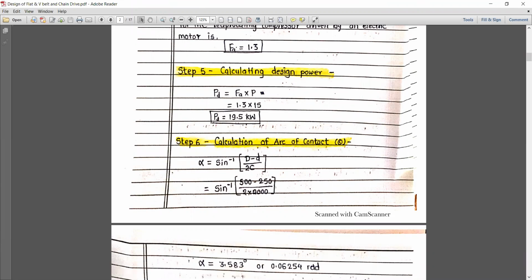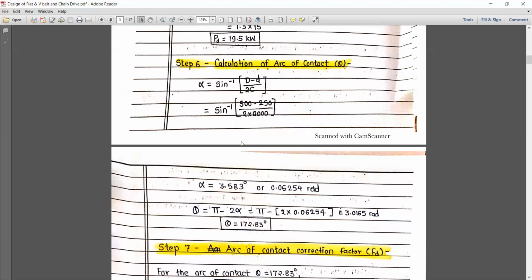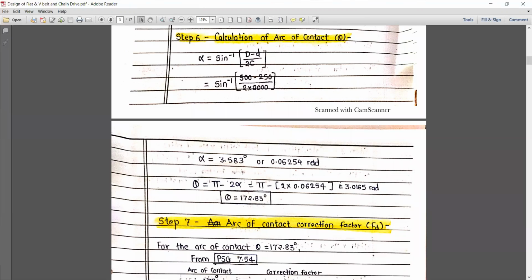Next step, to calculate the arc of contact. Normally the arc of contact alpha is equal to sine inverse of (D minus d) divided by 2C, where capital diameter 500 minus small diameter 250, divided by 2C, that is 2 into 2000. Similarly, you can directly find this value by using the equation from PSG.